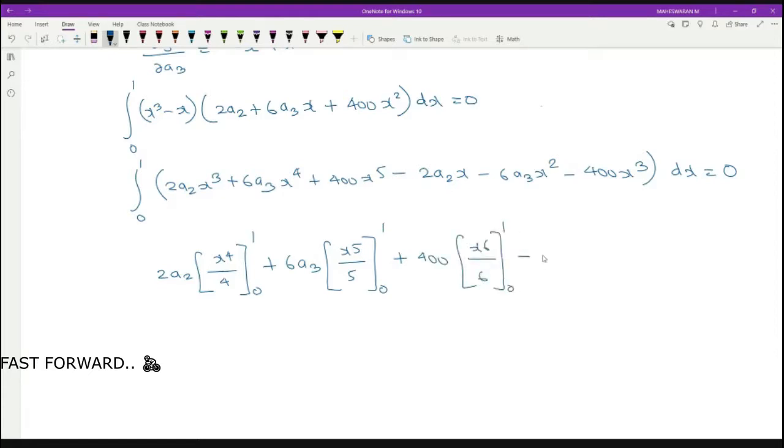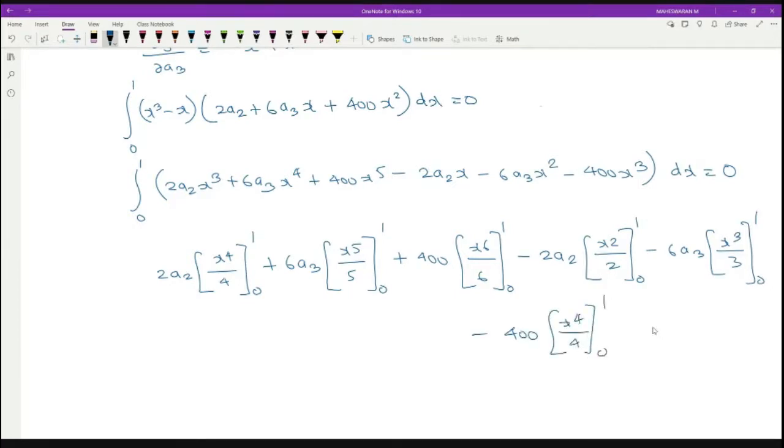0 to 1, minus 2a2 x, integrating, I'll get x square by 2, then limit 0 to 1, minus 6a3 x square, integrating, I'll get x cube by 3, 0 to 1, minus 400 x power 4 by 4 under the limit 0 to 1. So this is equal to 0.